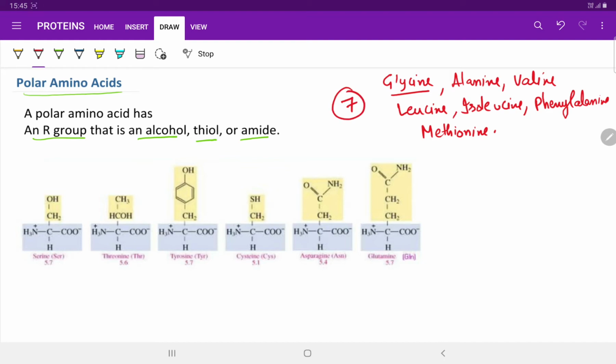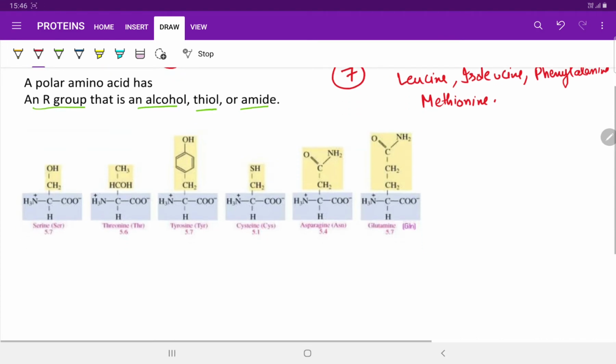Now in this class we shall be learning about the polar amino acids, and by the end of this class you can easily draw the structure of a total of 13 amino acids. So this will be an asset to you. Now let us start with polar amino acids.